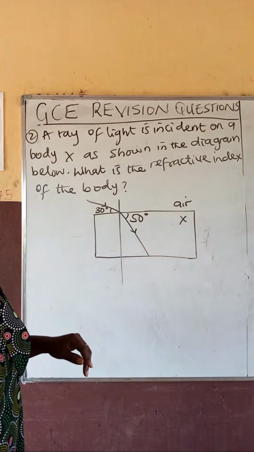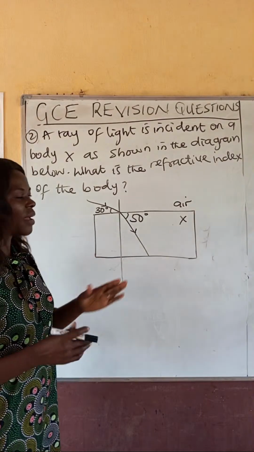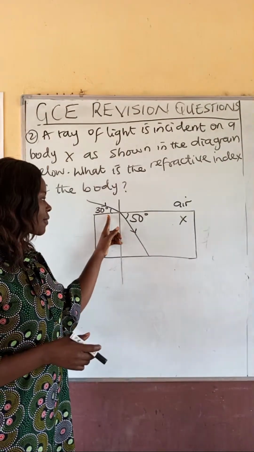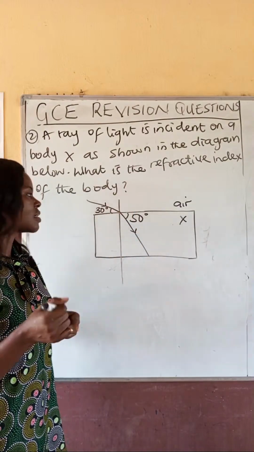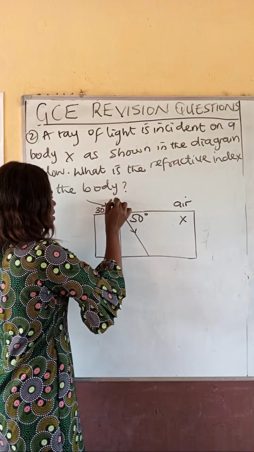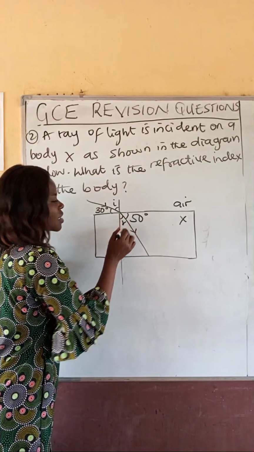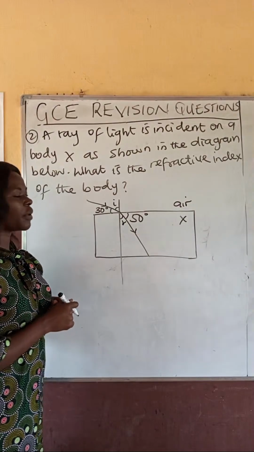Now, if you must remember, for us to solve this refractive index, we are given two angles here. This is what we say to be the glancing angle, and this is also a glancing angle on this interface, right? We are supposed to find the angle of incidence I, and also find the angle of refraction R. Okay? Then for us to do that, what are we going to do?